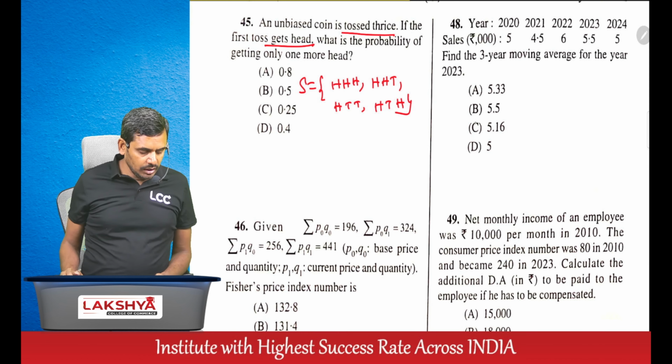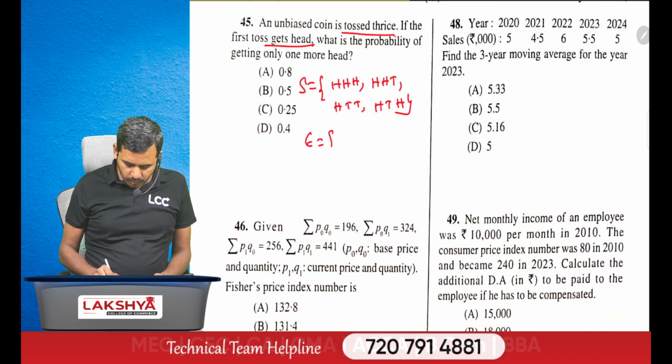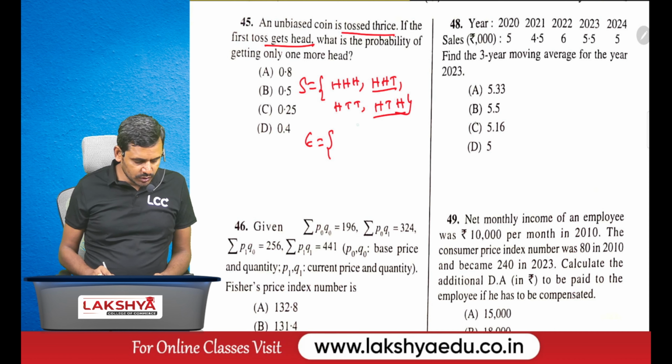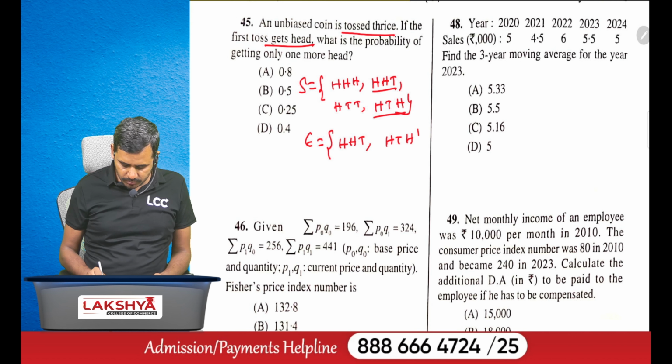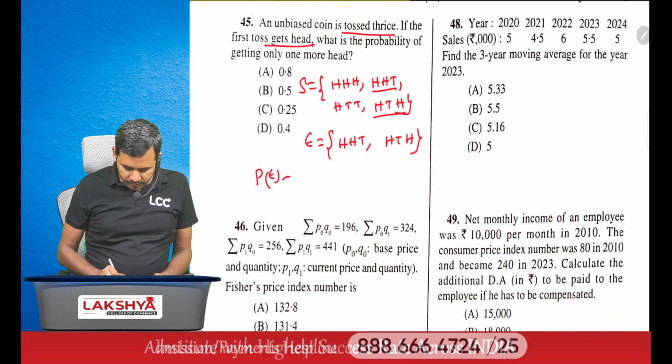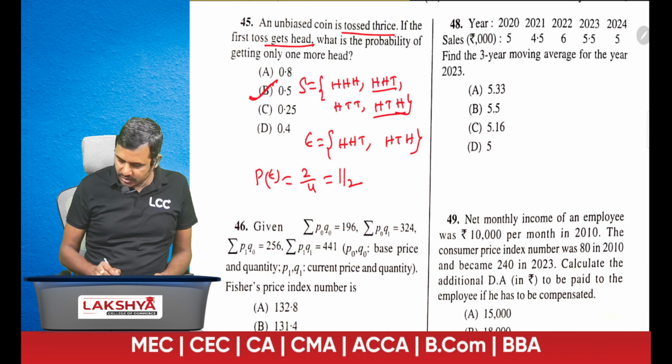Now let E be the event of getting only one more head. Only two of the outcomes satisfy the required condition, those are HHT and HTH. Therefore, the probability of E is equal to 2 by 4, which is equal to 1 by 2. Hence, the right answer is B.